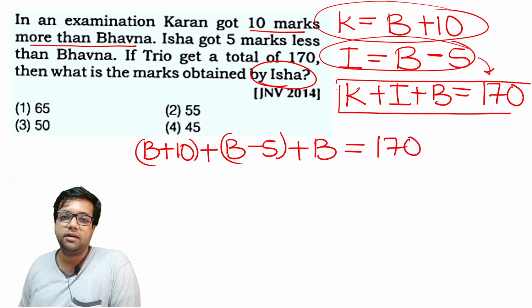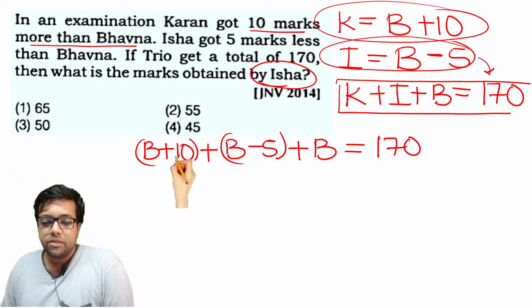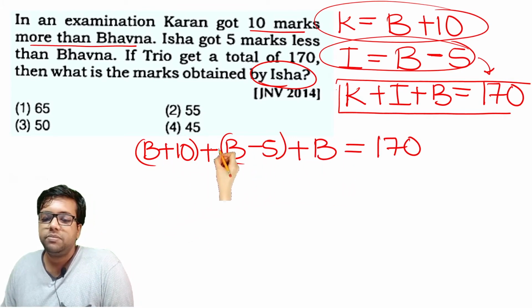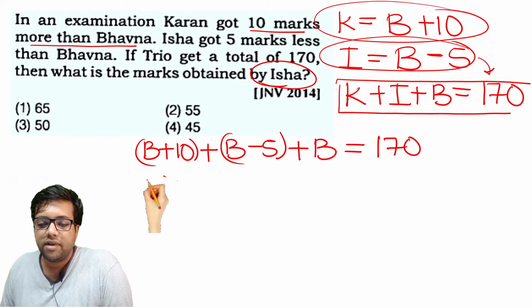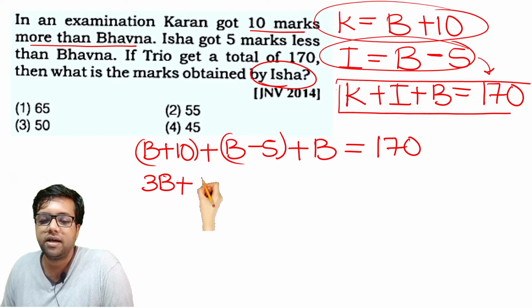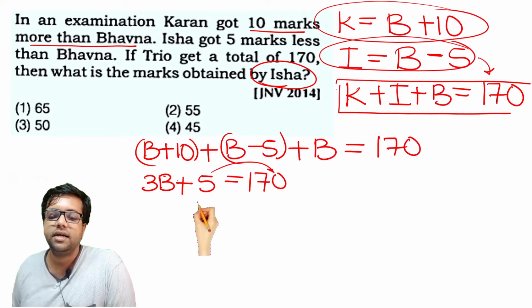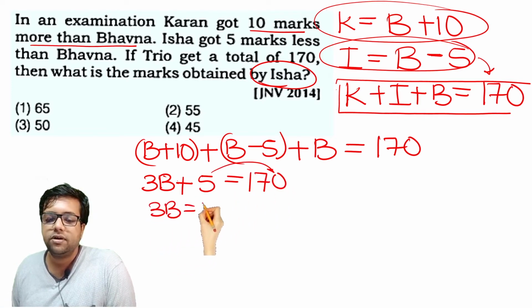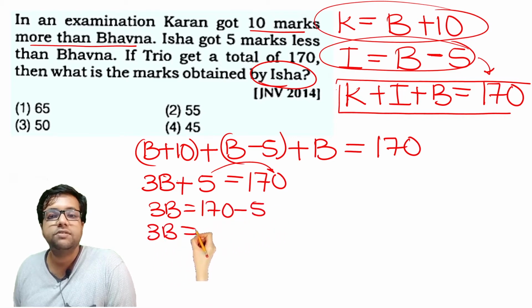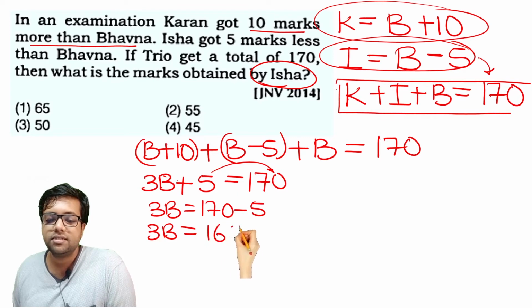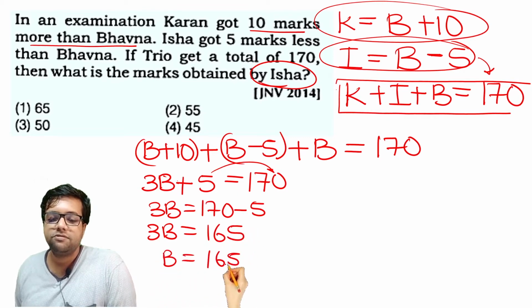So this is the expanded form. So b plus 10, b minus 5, b plus b, all the b's have positive signs, so we will add them. That becomes 3b, plus 10 minus 5 is 5, that is going to be 170. So 5 will move on to the right hand side. So 3b is equal to 170 minus 5. 3b is equal to 165, and b is equal to 165 by 3.